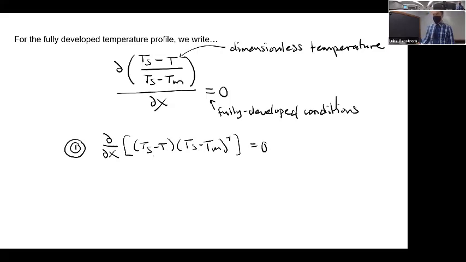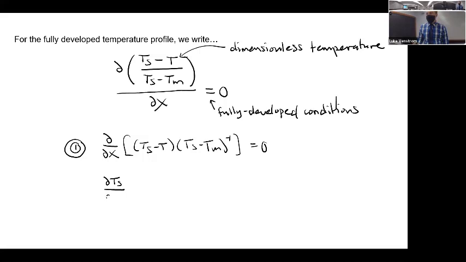So let's apply the chain rule. I'm going to take the derivative of the first term, but the second term doesn't go away. The derivative of the first term would be the derivative of the surface temperature. Ts, by the way, is the surface temperature. Tm is the mean temperature, the mass average temperature. And T is the temperature at any other radial location. Could be the centerline, could be halfway between the centerline and the wall, any other spot.